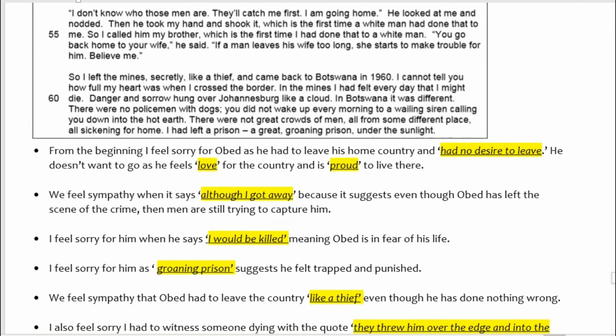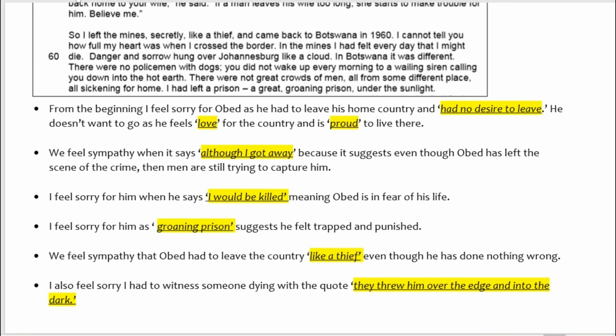So all you have to do is find a quote that makes you feel sorry for Obed, and then explain why. So I put, from the beginning I feel sorry for Obed as he had to leave his home country. He had no desire to leave. He doesn't want to go as he feels love for the country and is proud to live there. We feel some sympathy for him when it says "although I got away," because this suggests even though Obed has left the scene of the crime, the men are still trying to capture him.